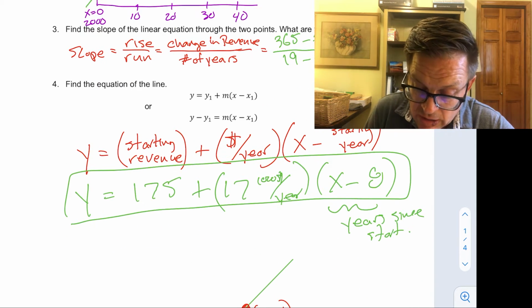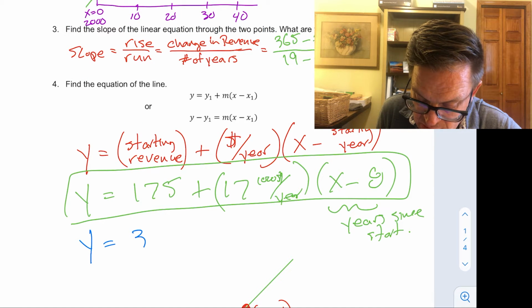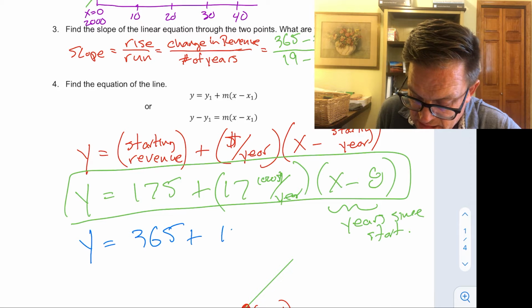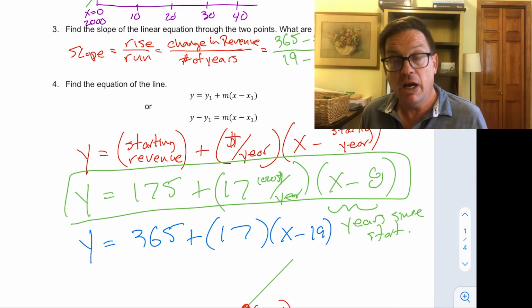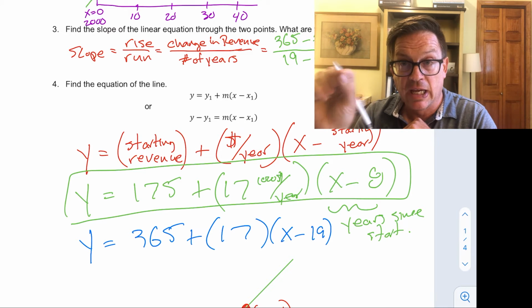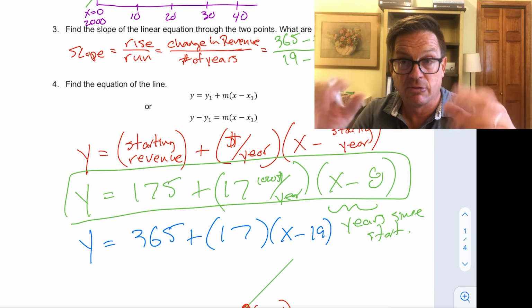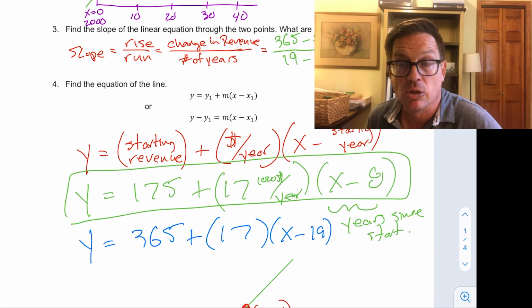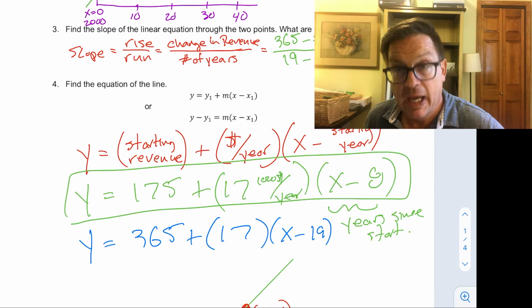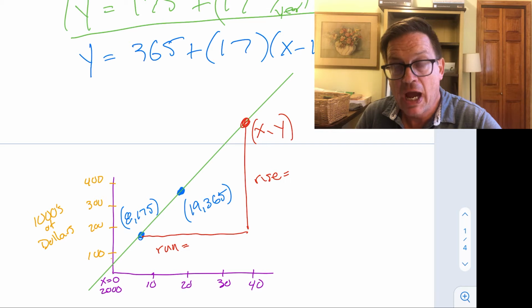I could just as well have used the other point and had y equals 365 plus the same slope times x minus 19, the other starting point. At the year 19, my initial value is 365. So I can use those as my x1 and y1 for my point slope formula of the equation. And I want to show you on that line how that works.